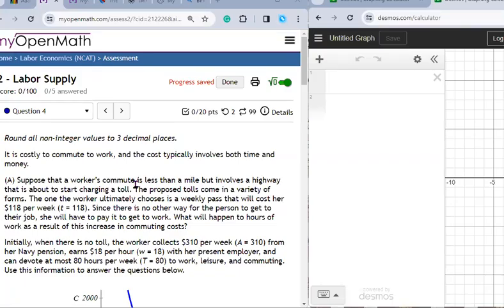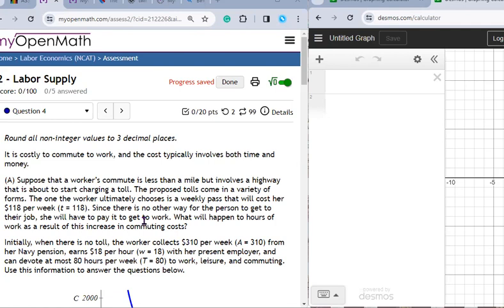Okay, in the fourth problem of our online lesson number 2, labor supply, we're going to consider non-monetary factors that affect the decision to work. To do the analysis, we first want to look at what happens when a monetary factor, like a toll, is added to the commute of a worker's decision.